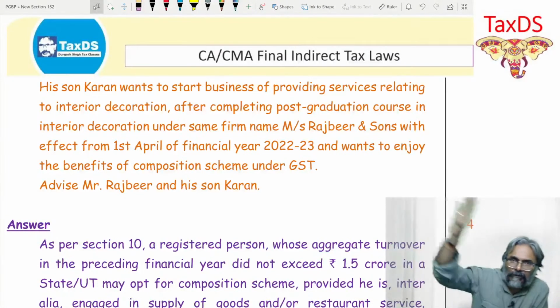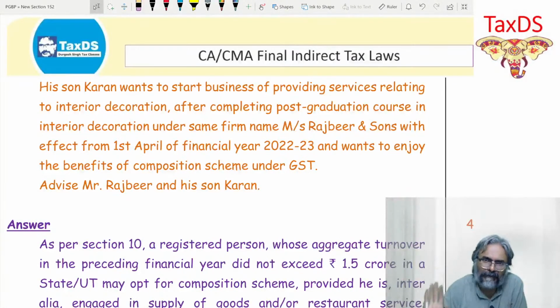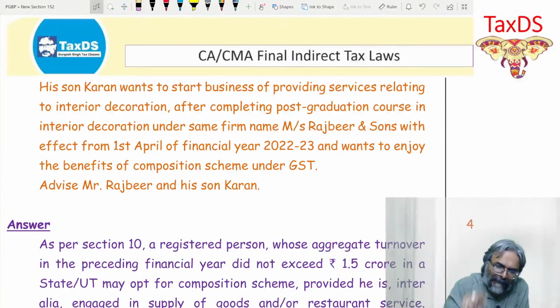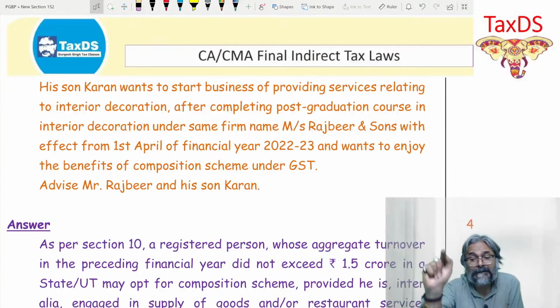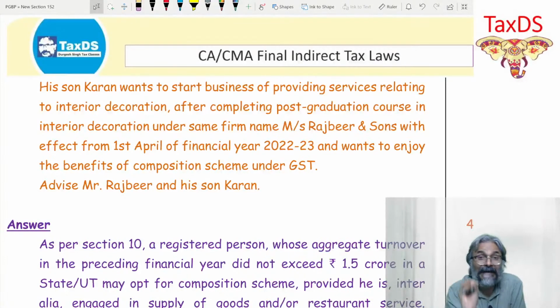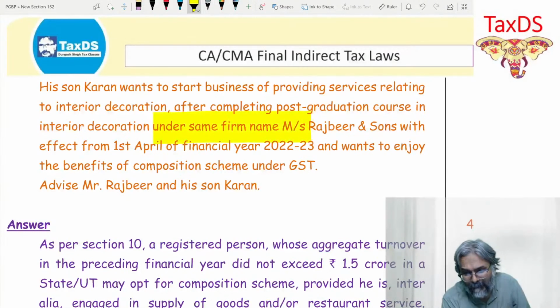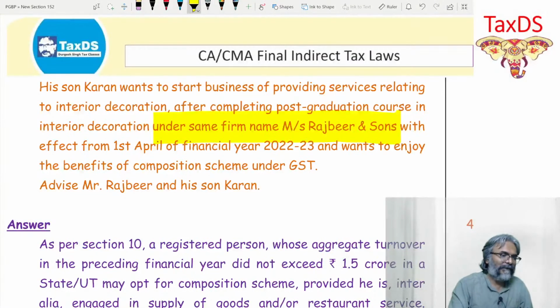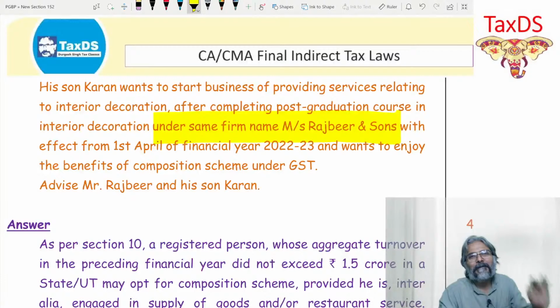So first was about that. Can he still continue? We have seen, yes, he can still continue. Now we come to this. Here is a dilemma now. His son wants to start a service, interior decoration service. But the point is this, students, in this context: it is under the same firm name, Mrs. Rajbir and Son. Can you see this one, students? Under the same firm name, Mrs. Rajbir and Son. This is a problem.